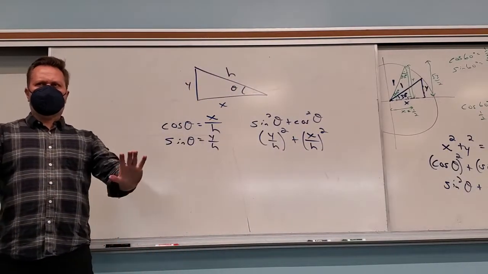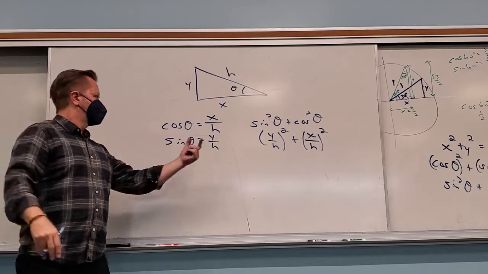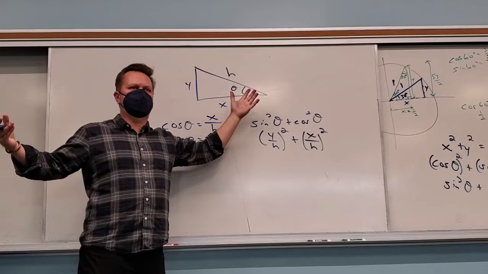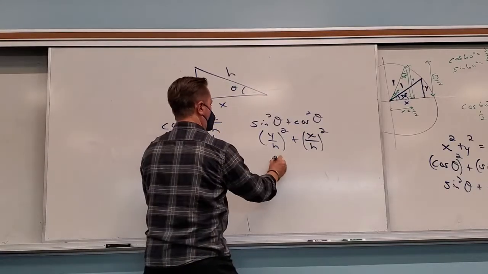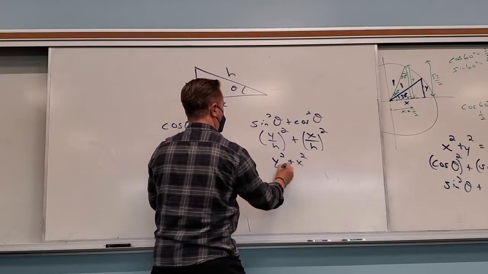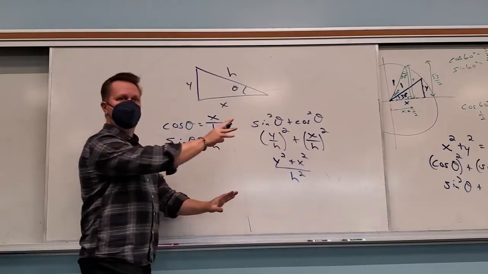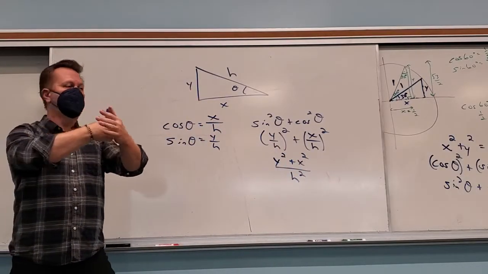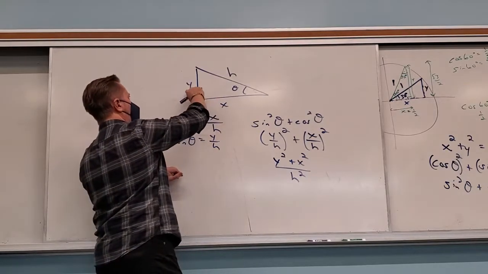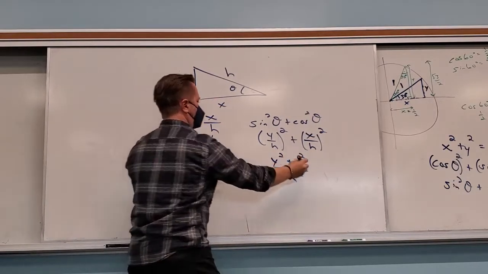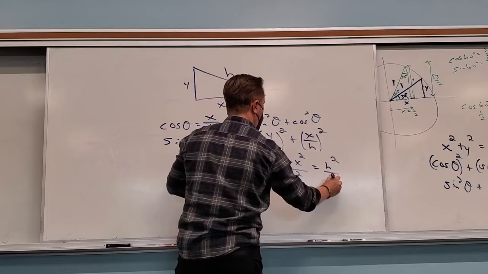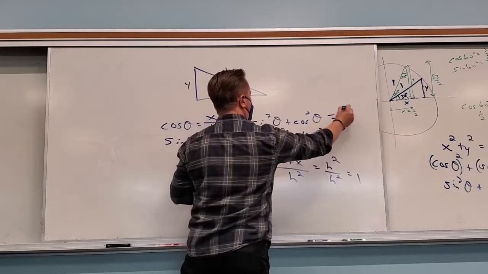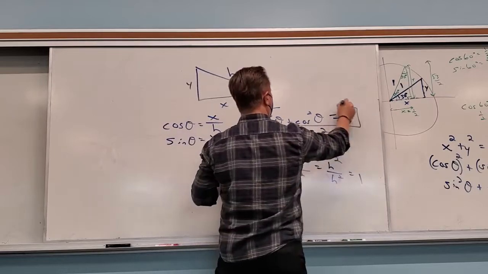Stay with me. Is that cool so far? So I just figured out what that is, and then I just wanted to know what that equals, right? Sine squared plus cosine squared. Isn't this y squared plus x squared over h squared? Is that cool? They both are over h squared, so I can put them together. What is x squared plus y squared? H squared. So sine squared plus cosine squared is always 1.